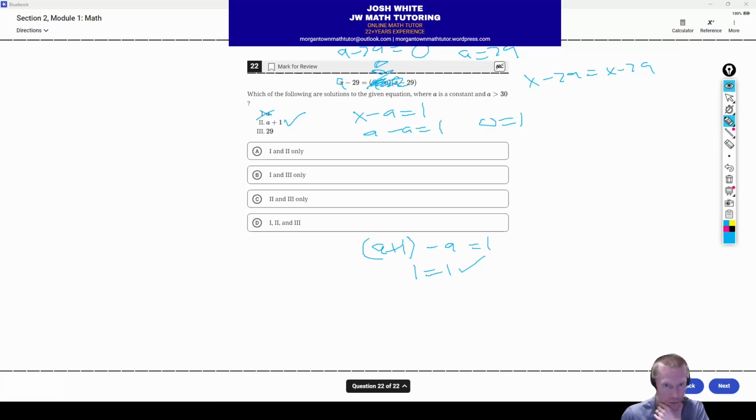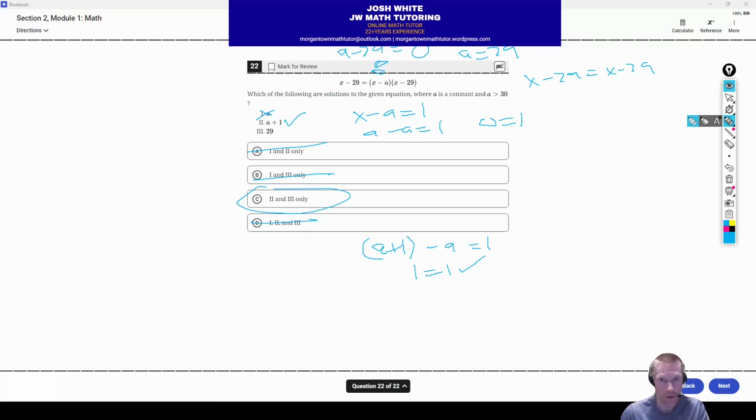Now, let's look at the third one, which is 29. One thing to keep in mind is that since we already eliminated the first one, we can know that the answer to this question is going to be C just by process of elimination. We don't actually have to confirm that the third is true as well, but I'm still going to do it just to show you that it works out. All right, so again, x minus a has to equal 1.